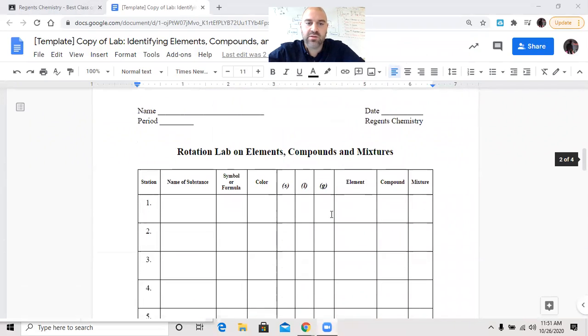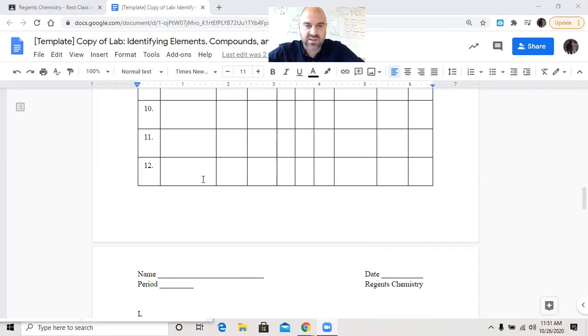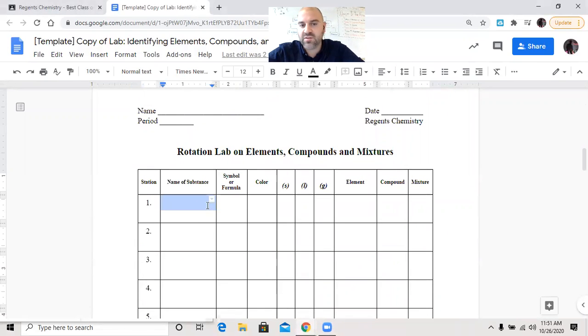So scrolling on down, there's going to be a data table, which we will be going through for 12 different stations. I'll be starting off with station 1, and we'll be able to identify all the properties of that throughout. So let me readjust. I'm going to put you guys in my cart. We're going to go rolling around the classroom and figure this out together.